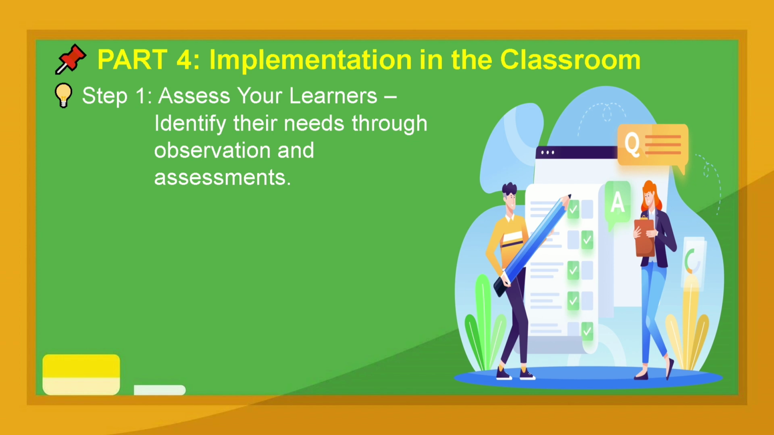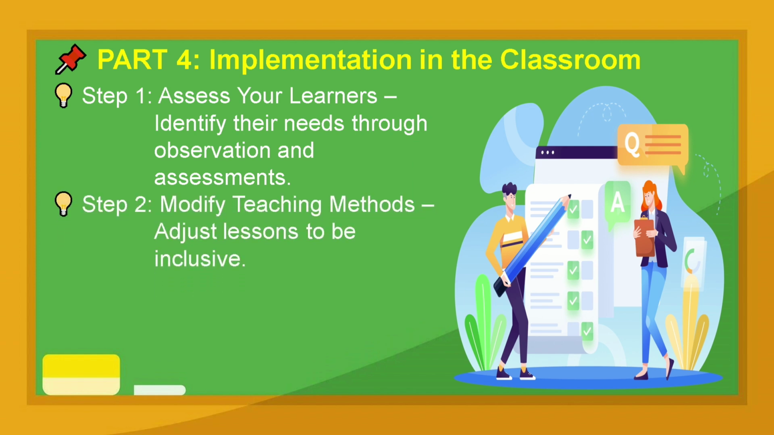For example, a teacher might use a short reading assessment to identify which students need extra help with comprehension, and then based on the results, the teacher can group students for targeted reading exercises, ensuring that each child gets the right level of challenge and support.